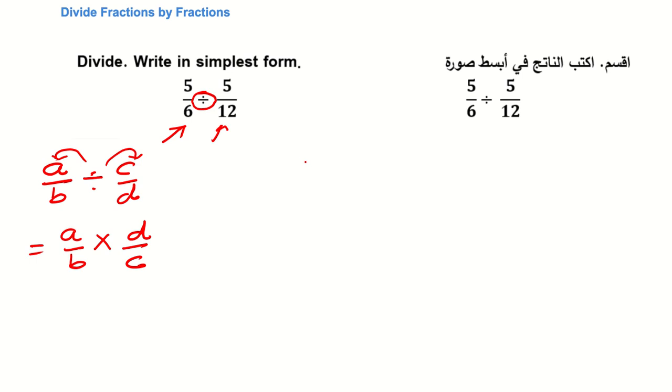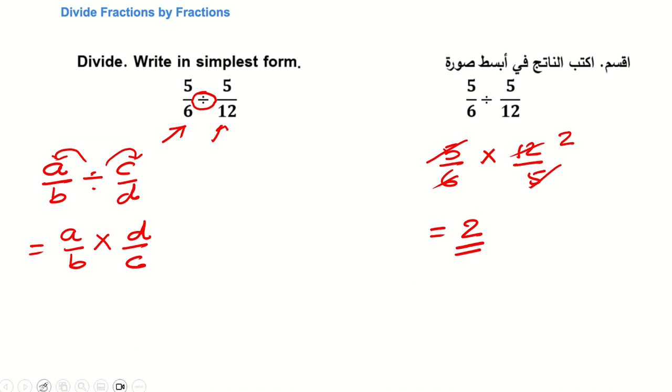So what we can do here, first of all, convert this division into multiplication. Before division there will be no change, and after division there will be the reciprocal. Now you can see 5 up and 5 down cancel. 12 divided by 6 will be equal to 2. So its answer will be 2.